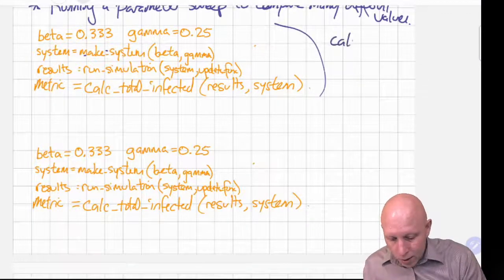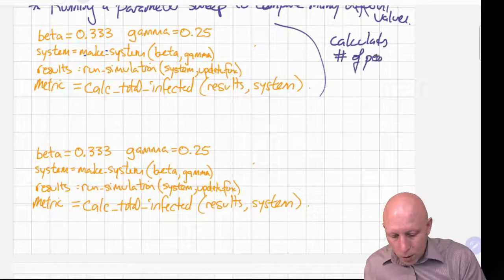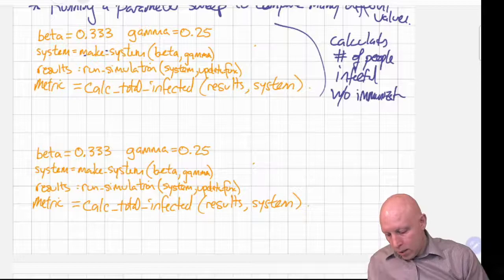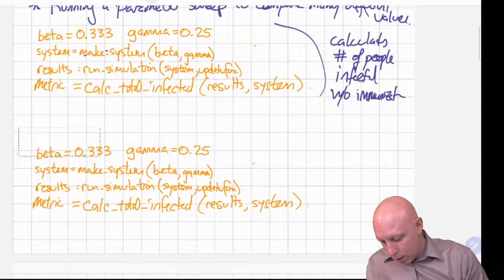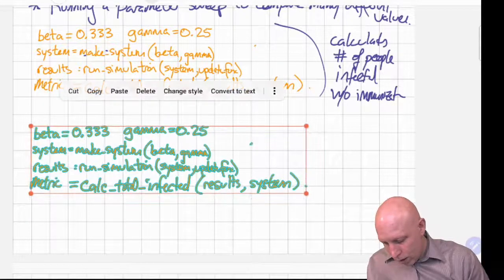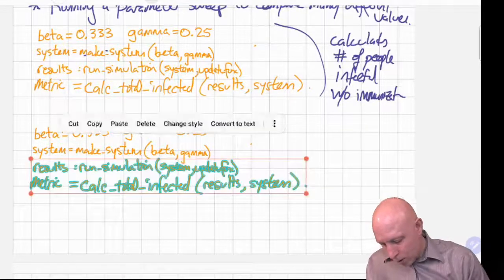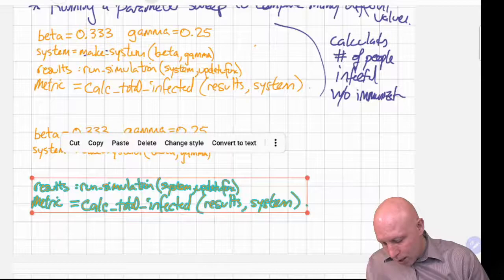This calculates the number of people infected without our intervention, without immunizations. All right, and so now what we're going to do is take this code and add in our intervention. What does it look like to add in our intervention? That just corresponds to adding in one line of code.